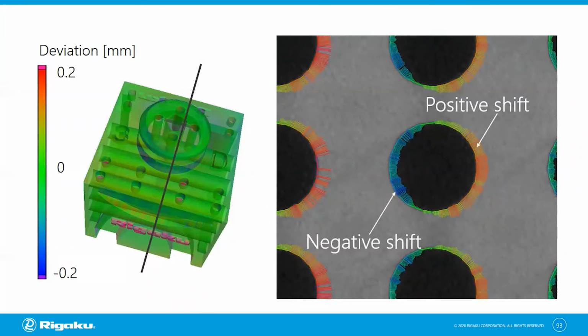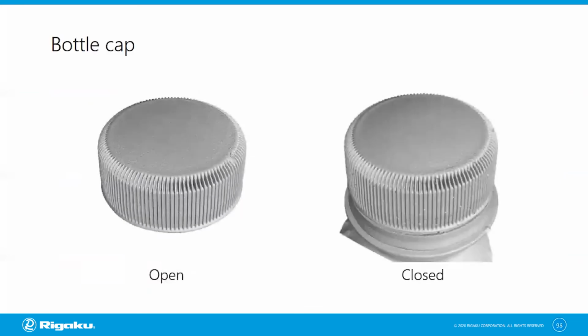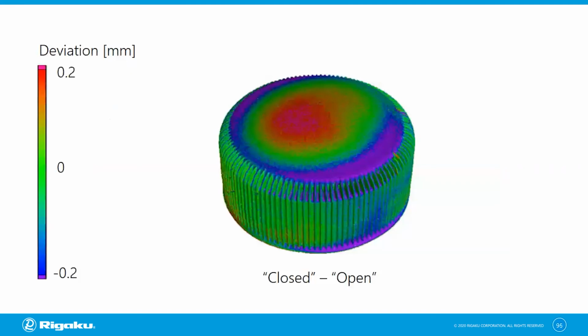Okay, so this is a CAD drawing versus a CT scan comparison. But can we compare 2 objects, 2 CT scans? And you can do this in pretty much the same manner. So let's go back to this bottle cap example. Those are 2 CT scans of the same plastic bottle cap. One was scanned with an open state, and the other one was scanned with the cap closed on top of the bottle. You can compare those 2 CT scans to see what kind of deformation this cap goes through when you close it. And this is the result.